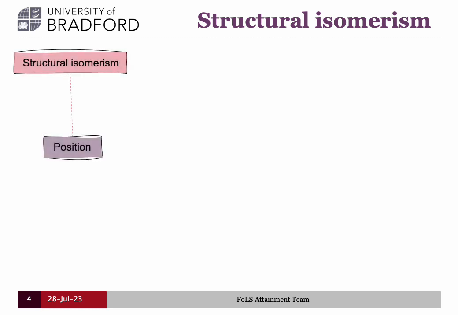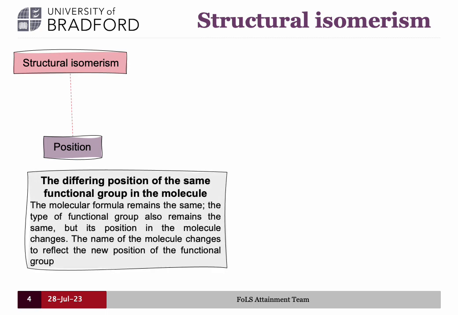Position isomers are based on the movement of a functional group in the molecule. A functional group in organic chemistry is the part of a molecule that gives its reactivity. Nothing else about the molecule changes, simply where the functional group is in the molecule, and the name simply alters slightly to indicate where the functional group is located in the molecule.